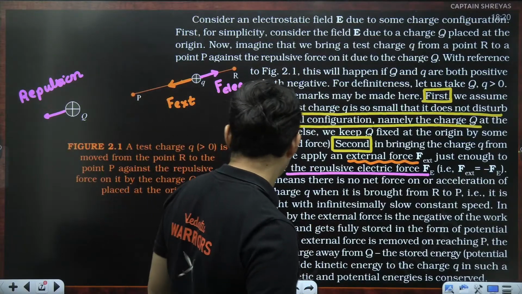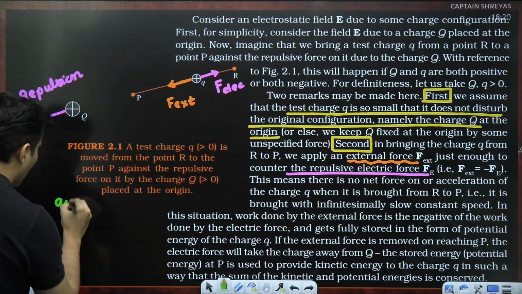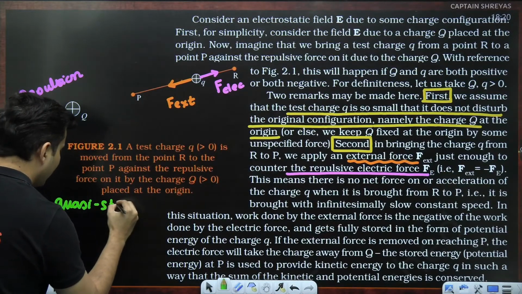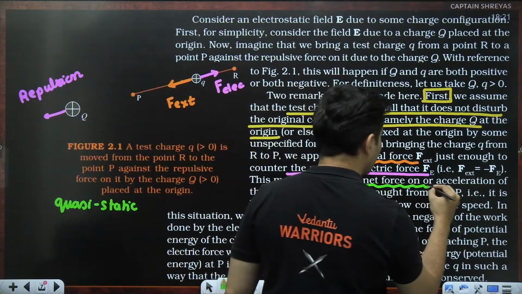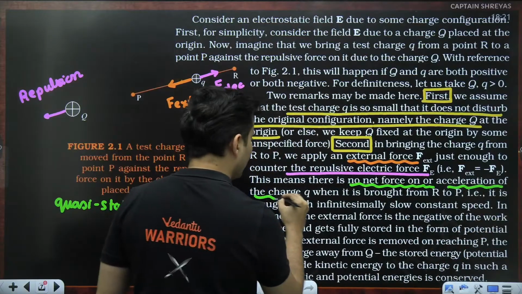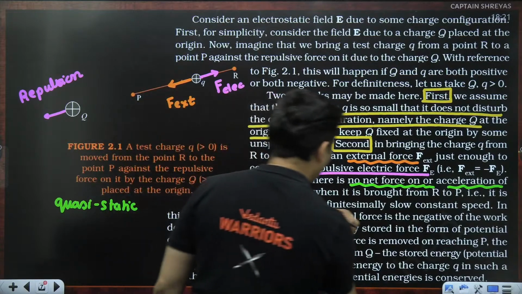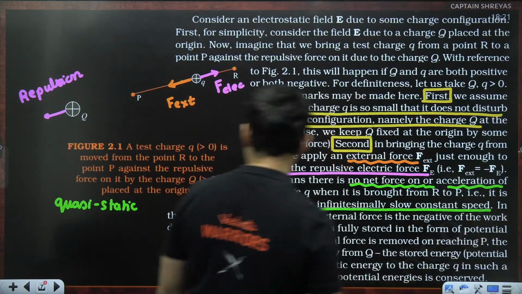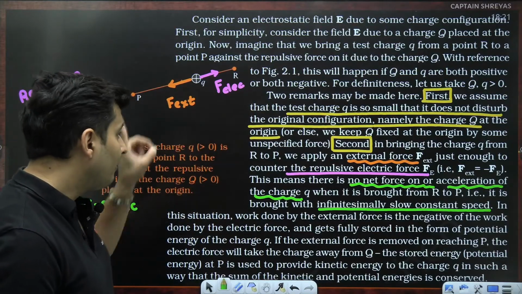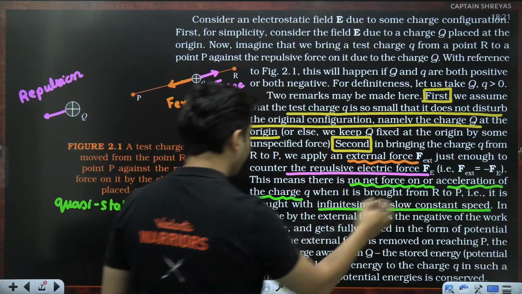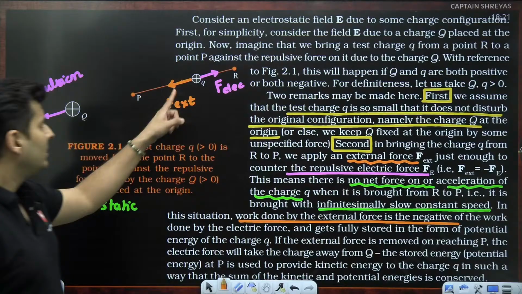So in such a process, which is basically quasi-static, very, very slow, there is no net force or acceleration of the charge. That means it is brought in very, very slowly at a constant speed. In this situation, the work done by the external force is negative, very, very important. Is it true? Let's check this out.